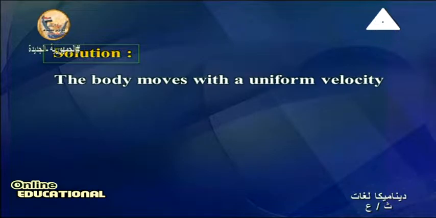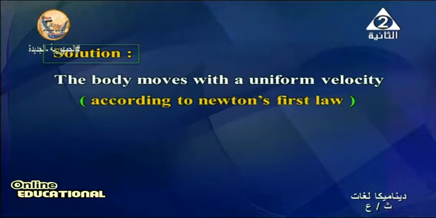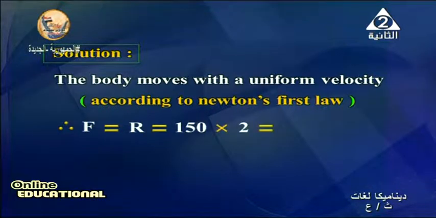The body moves with a uniform velocity. Then the acceleration equals 0. According to Newton's first law, the force equals the resistance. F equals R equals the resistance 150 kilogram per each ton. Then F equals R equals 150 times 2 equals 300 kilogram weight. 300 kilogram weight is the total resistance of the body. Then F equals 300 kilogram weight.